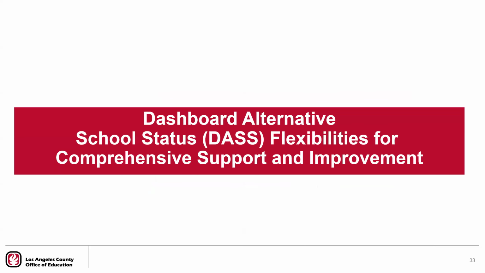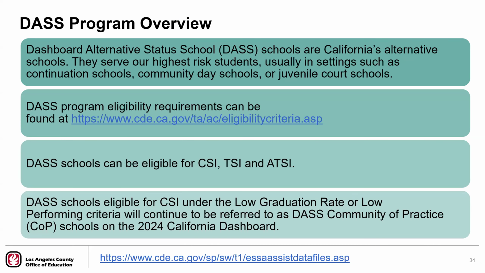So next, we're going to review the Dashboard Alternative School Status, or DASS, flexibilities for CSI. So Dashboard Alternative School Status, or DASS, schools are alternative schools that serve high-risk students, including continuation, community day schools, opportunity schools, and juvenile court schools. There are several school types that automatically qualify as alternative status per Ed Code 52052(d). And so these schools are automatically placed in the DASS program.